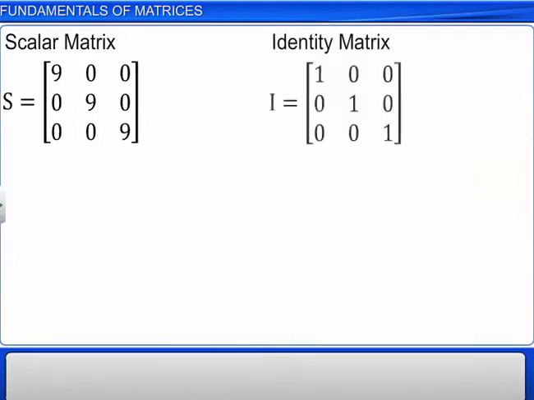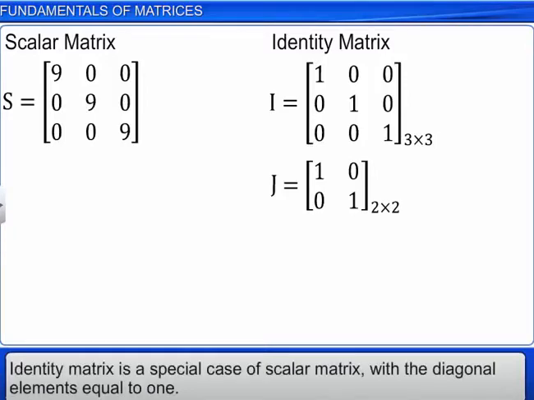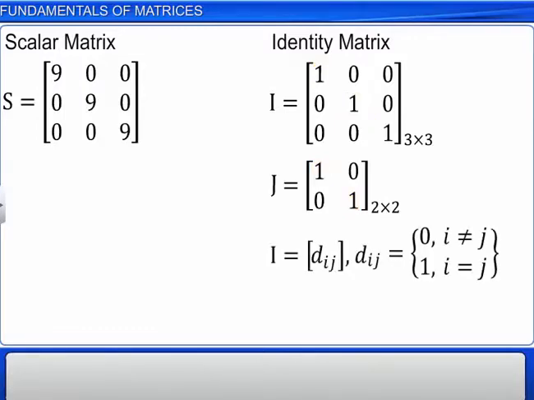In a scalar matrix, if all the diagonal elements are equal to 1, then the matrix is said to be an identity matrix. Identity matrices of order 2 by 2 and 3 by 3 are shown here. An identity matrix is a special case of a scalar matrix with the diagonal elements equal to 1. The general representation of an identity matrix is shown here.